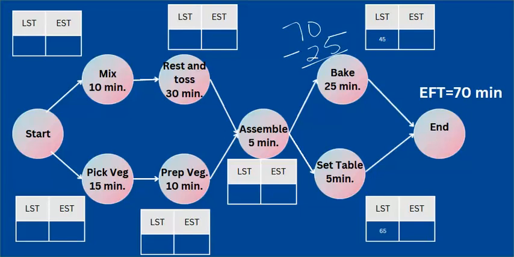To find the latest start time for assembly, I must work backwards again on the longest path. So since I needed to bake at 45 minutes, my latest start time to assemble would be 40 minutes. My latest start time to prep the vegetables, subtract another 10, is 30 minutes.